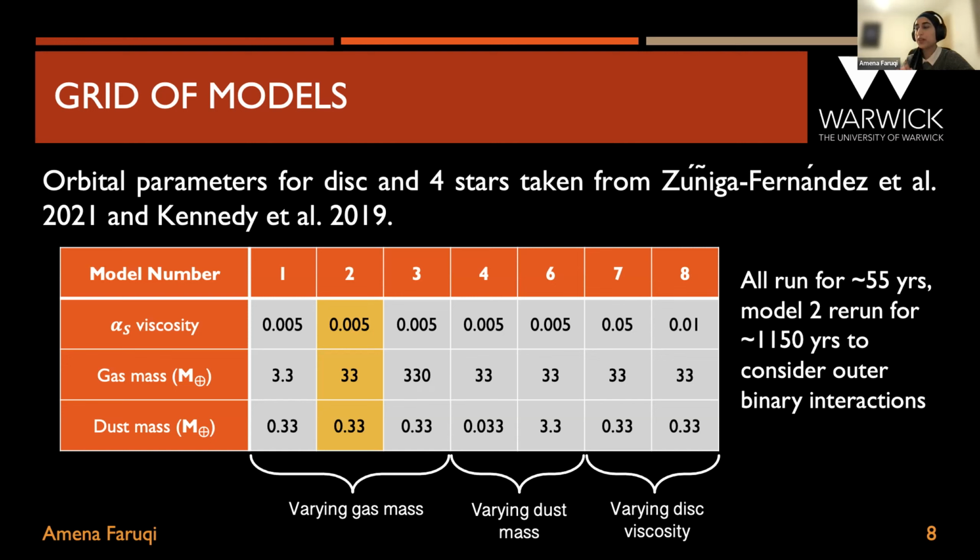And by the wide binary, I mean the binary that exists between A and B, the binaries orbiting each other, orbiting a shared center of mass. So this was to account for any possible interactions between the outer binary and the disk and see how that affected the outcome.